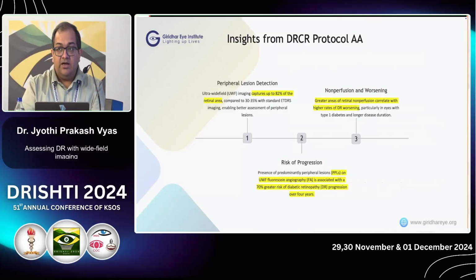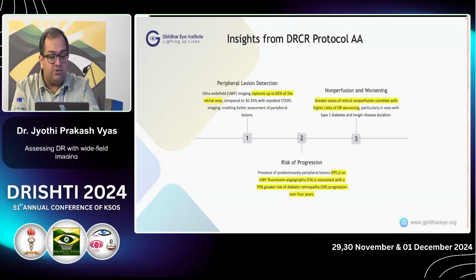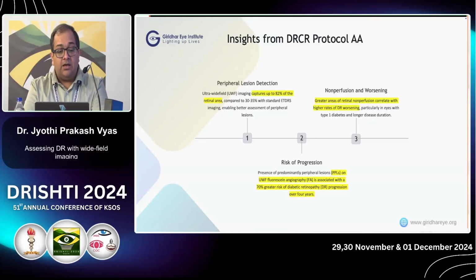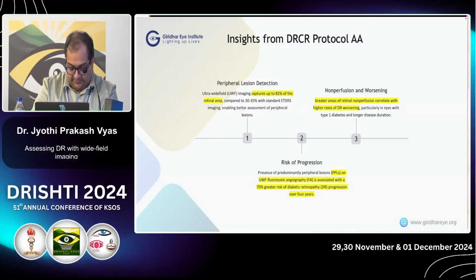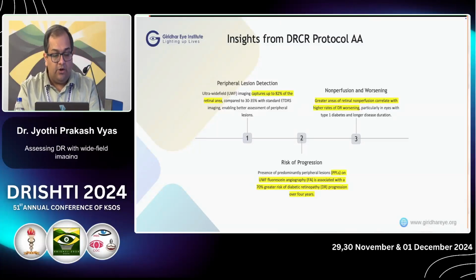Addressing this question, the DRCR.net protocol AA was formulated, and the results showed that peripheral lesion detection went up to around 82% of the retinal area, as opposed to the 30 to 35% of area seen in the earlier standard 7 photographs at the posterior pole. It also helped in assessing larger extensive areas of non-perfusion and what was labeled as PPL, or predominantly peripheral lesions.